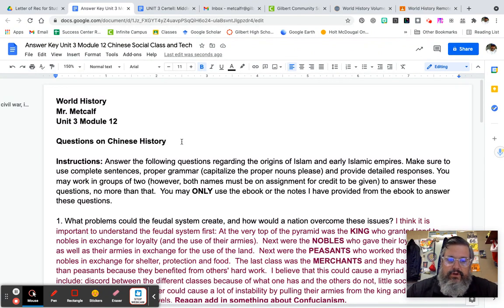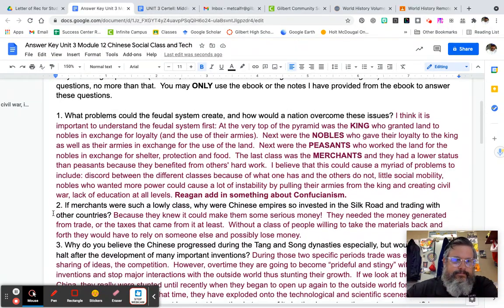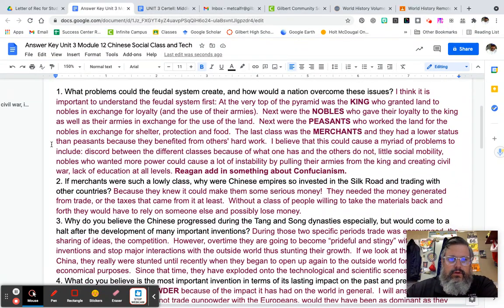Okay, so we're going to go through these questions, talk a little bit about them, and then we will move on from there. Number one, what problems could the feudal system create, and how would a nation overcome these issues? So, let's understand the feudal system first. At the very top of the pyramid is the king or the emperor, who granted land to nobles in exchange for loyalty and the use of their armies. That's kind of what the loyalty meant.